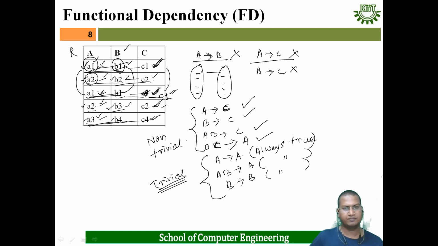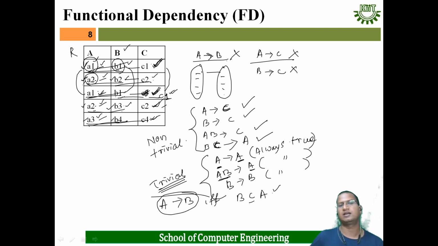What is a trivial functional dependency? We can say A determining B is a trivial functional dependency if B is a subset of or equal to A. In this case, the RHS is equal to the LHS, or the RHS is a subset of the LHS. If either of these two conditions is satisfied, we can say that this functional dependency is a trivial functional dependency.